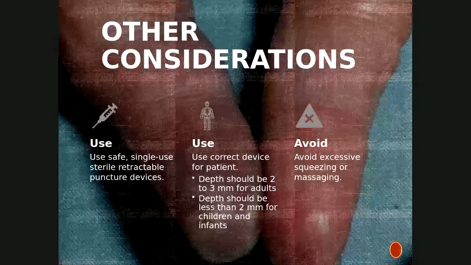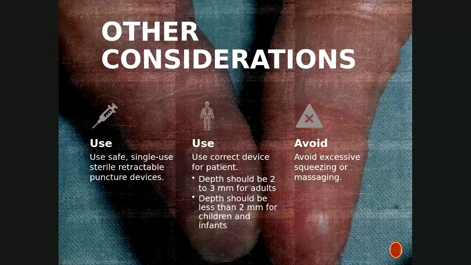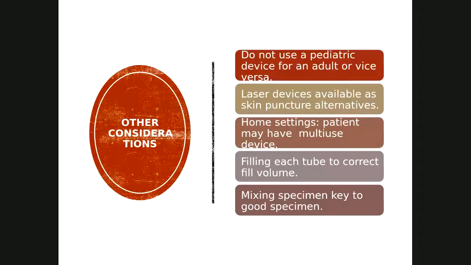Other considerations. We're going to use a safe single-use sterile retractable puncture device. Use the correct device for the patient. So for an adult, the depth should be 2 to 3 millimeters. For children and infants, the depth should be less than 2 millimeters. We want to avoid excessive squeezing or milking of the fingers. We're not going to use a pediatric device for an adult or vice versa.